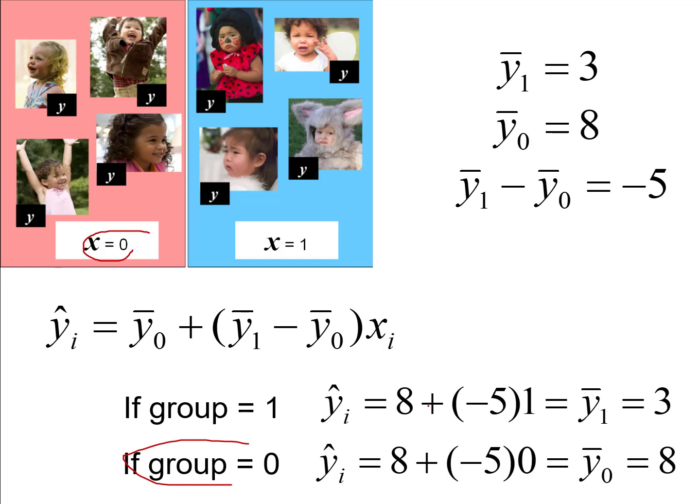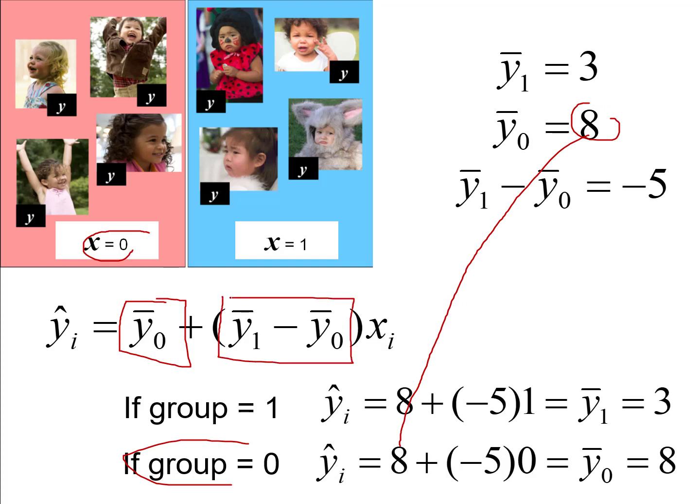So the first parts of our equation stay the same. We still have our equation where we say it's the mean for the control group, which is an 8, and so I'll plug that in there. Then we're going to take the difference between the two groups, y bar 1 minus y bar 0, and that was a -5. So I'm going to plug that in right there. Note that it's 8 plus -5 times something. That part stays the same for both equations.